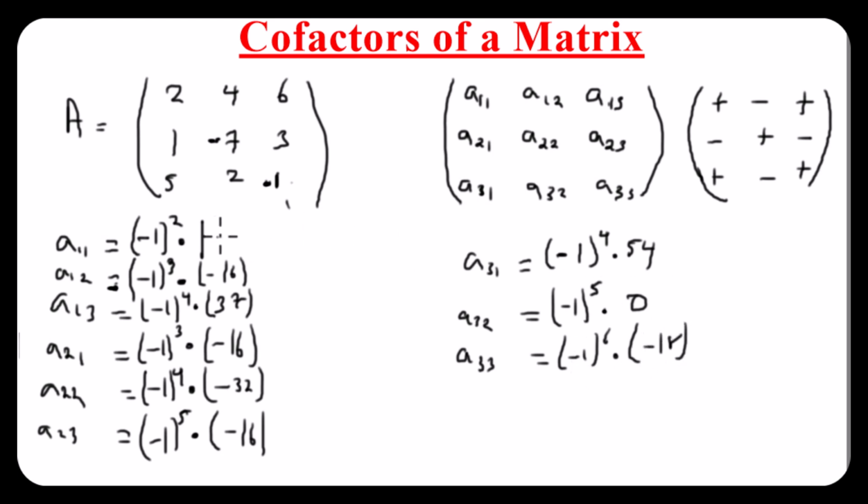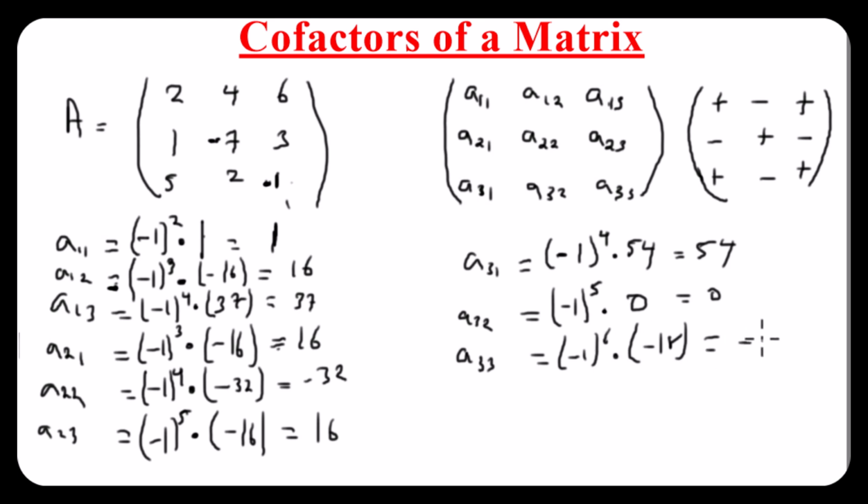So simplifying this, negative 1 to the power of 2 returns a positive value, just like what we said there. Anything times 1 is still 1, so we have 1 here. This will be negative 1 times negative 16. Remember, this is negative 1 to the power of 3, so it will still be negative 1. Times negative 16, that will be positive 16. This is positive 37. This is negative times negative, positive 16 again. This is negative 32. This is positive 16. This is 54. This is 0, and this is negative 18.